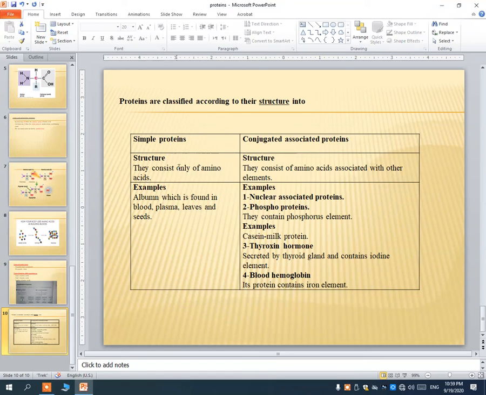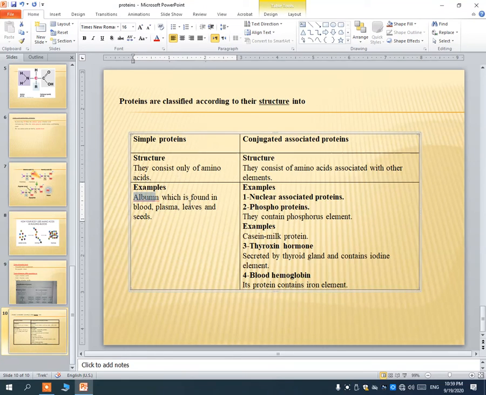So again, simple protein consists only of amino acids, like albumin, which is found in blood plasma and in leaves, seeds, and roots. Conjugated protein is amino acid and another element, like nucleoprotein such as chromatin, and phosphoprotein, which contains the element phosphorus, and casein, which is the milk protein. Thyroxine hormone is secreted by the thyroid gland and contains iodine, amino acid plus iodine. Then blood hemoglobin has protein plus the element iron.